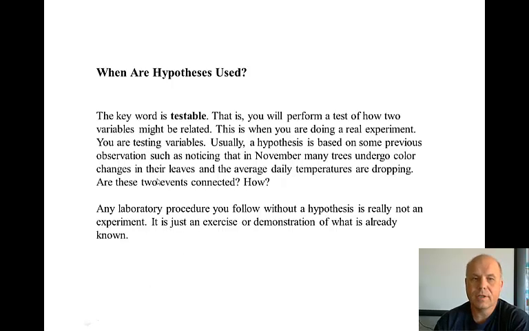All right. Now, when are hypotheses used? A hypothesis, of course, is, there it is again, testable. Talked about this several times. They have to be testable. And what it is, is that you will perform a test on how two variables may be related. So what we're trying to do is change two different variables that may occur. Usually a hypothesis is based on some previous observations, such as noticing that in November many trees undergo color changes in their leaves and the average daily temperature is dropping. So you can see that there's two variables that have changed here. The main one being temperature change throughout that time of the month causes the leaves to change. So this is what they're trying to explain.